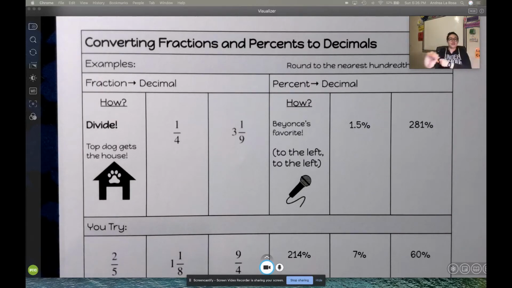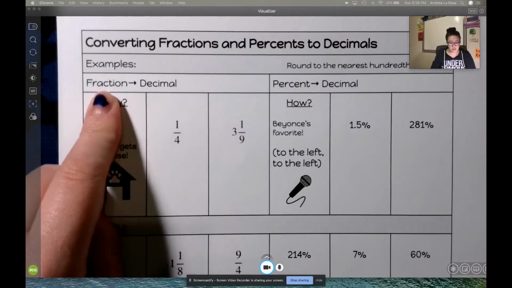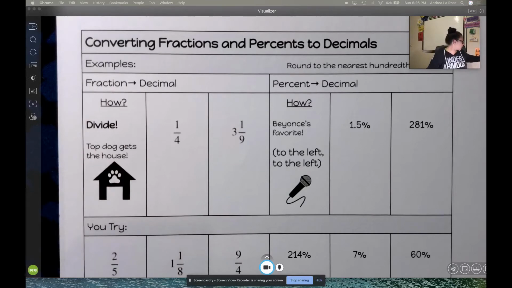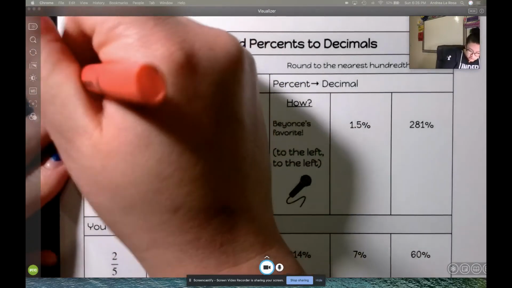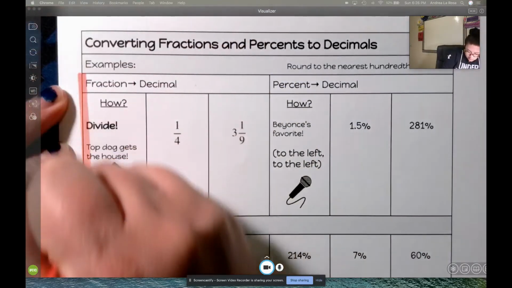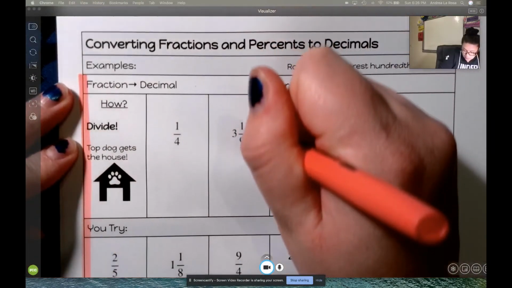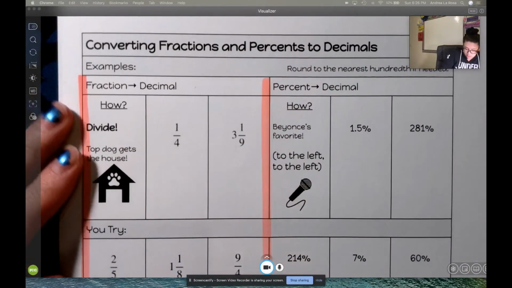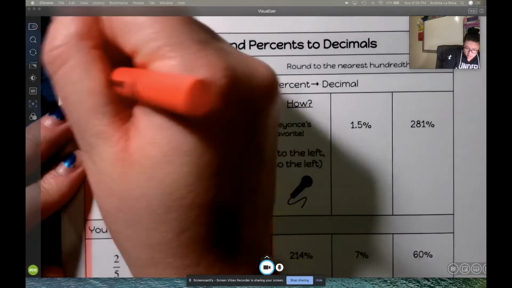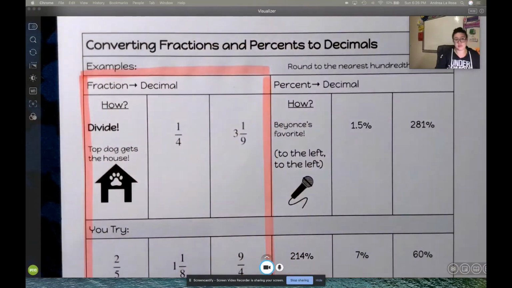So we're going to review converting fractions and percents and scientific notation into square roots. We're going to be comparing and ordering numbers, and the easiest way to do that is to turn them into decimals. So let's review how to do that. First, we're going to focus on just this section here: turning fractions into decimals, which can be done two different ways.